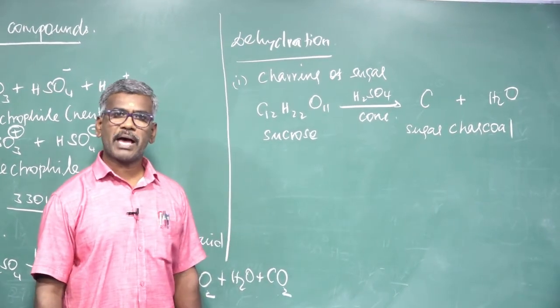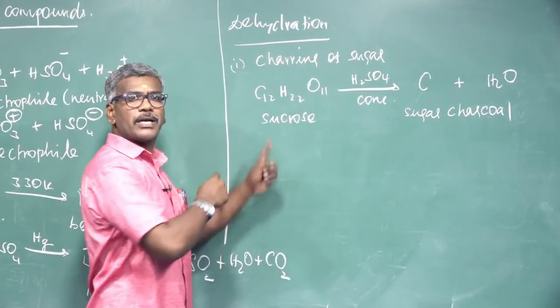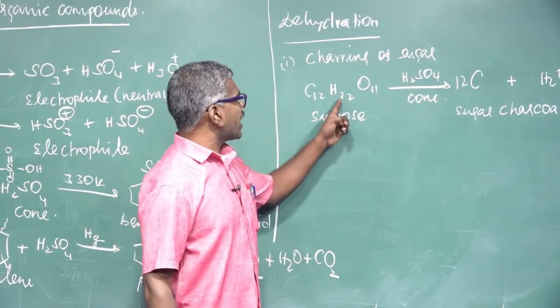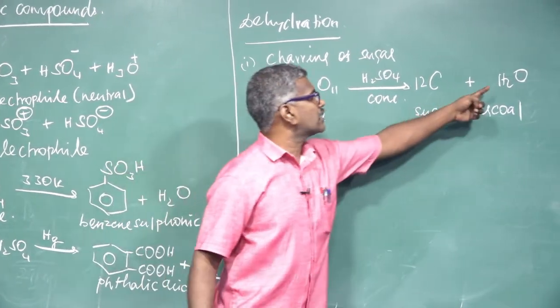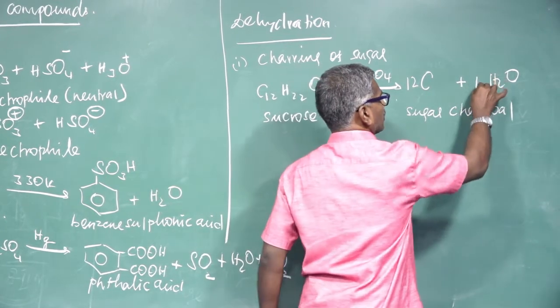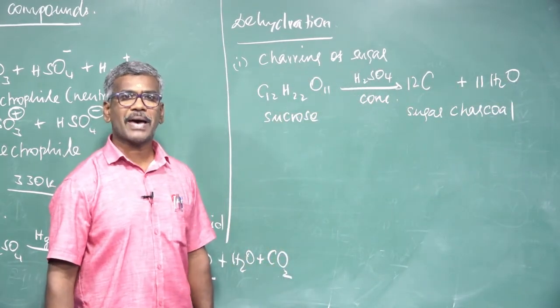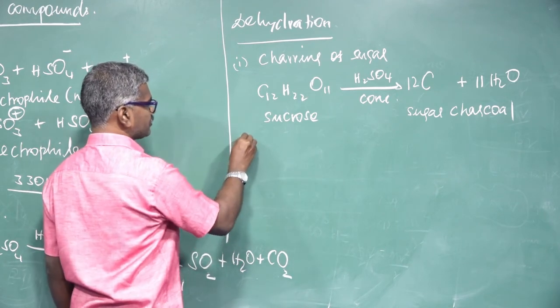Balance the equation. How do we balance it? How many carbon? 12 carbon, so 12 carbon. How many hydrogen? 22 hydrogen. Here is only 2, so 11. How many oxygen? 11 oxygen, 11 oxygen. The equation should be balanced.